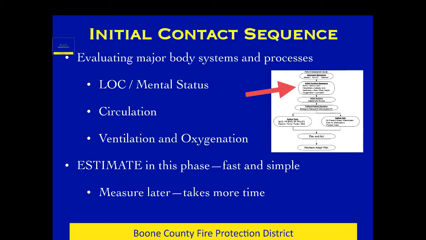This is an estimating phase. We're only estimating in this phase. We're not going to take the time to measure actual values. So this whole initial contact sequence takes 15, 20, maybe 30 seconds. You're going to evaluate their radial pulse, their skin condition, by just estimating. Is the rate fast? Is the rate slow? Is the rate pretty normal? Same with ventilation.